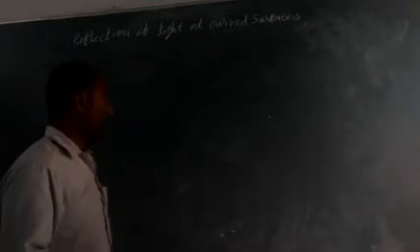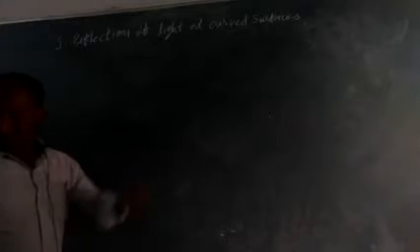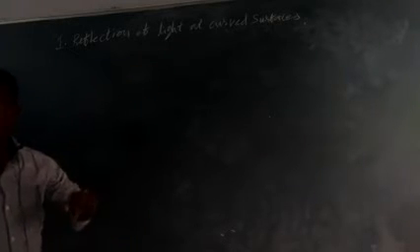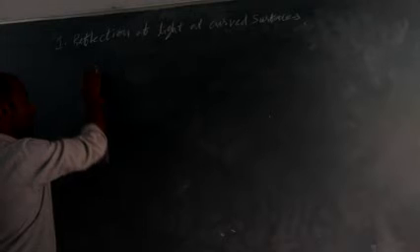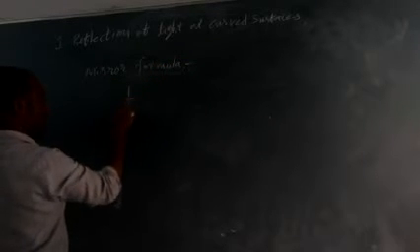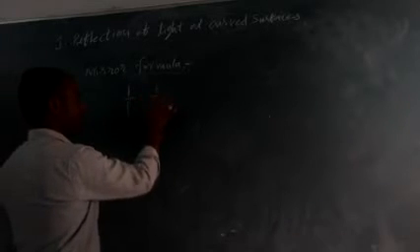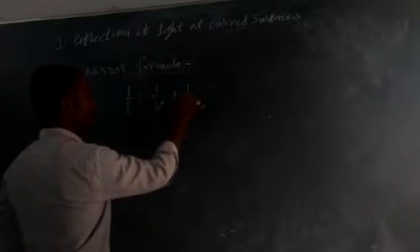Today we are discussing the rest of the lesson, that is the reflection of light at curved surfaces. Yesterday we discussed the last point, the mirror formula. This mirror formula is 1 by f is equal to 1 by v plus 1 by u.